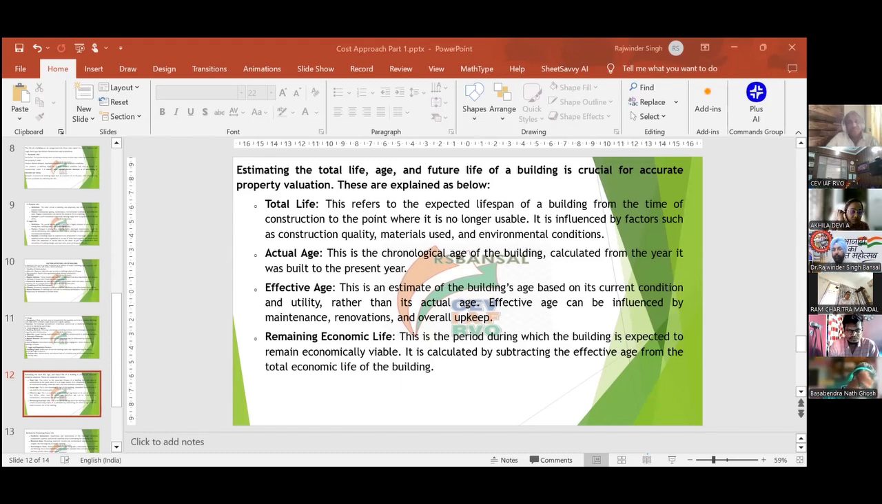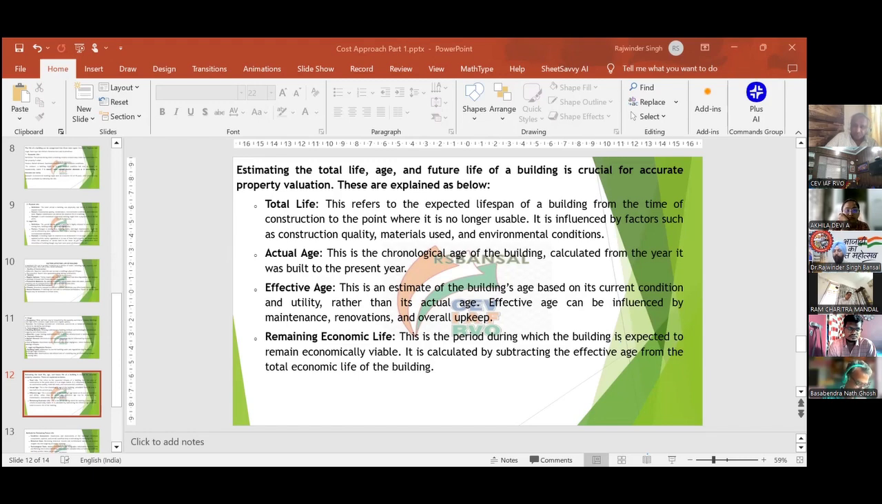So total life, what is total life? This refers to the expected lifespan of the building from the time of construction to the point where it is no longer usable. So maybe the physical life may be called the total life of the building. From the time of construction to the point where it is considered that it is no longer usable, that is called the total life of the building.